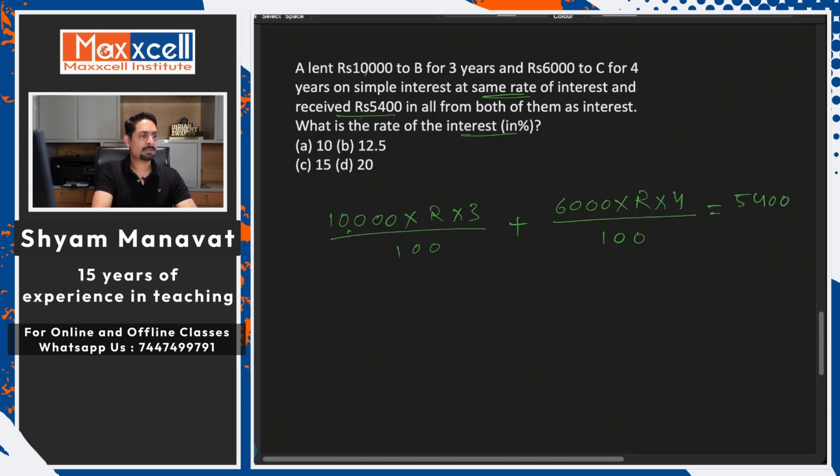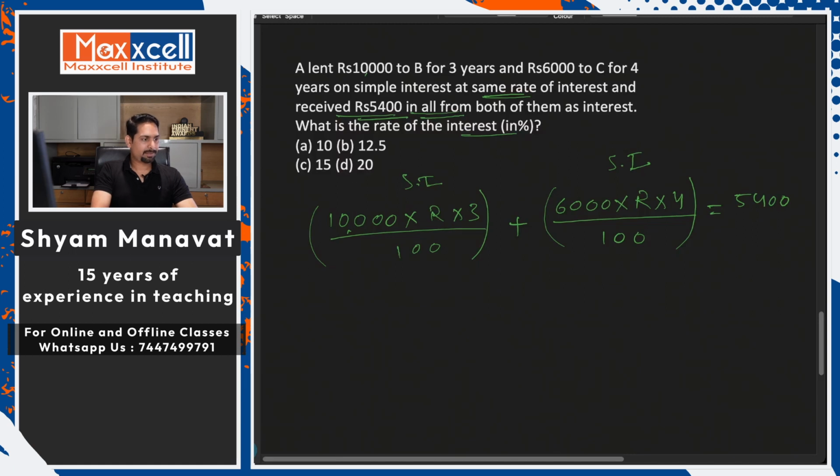He receives 5,400 from both, right? So from B he is supposed to receive this as the simple interest, and from C he is supposed to receive this as the simple interest, right? So I applied the formula of simple interest in both cases: principal into rate of interest into time by 100.